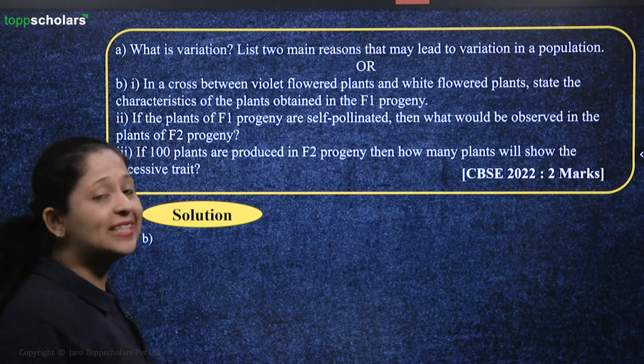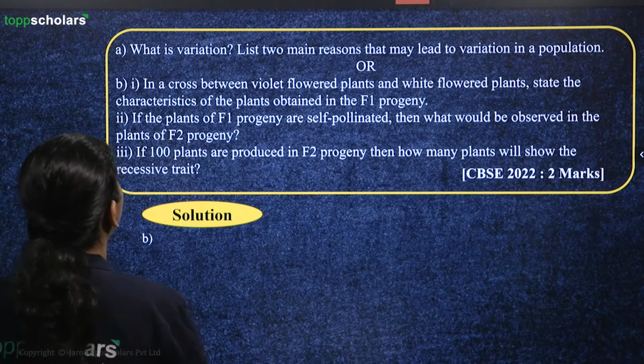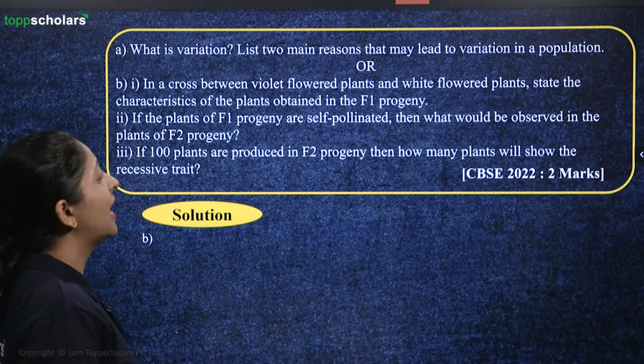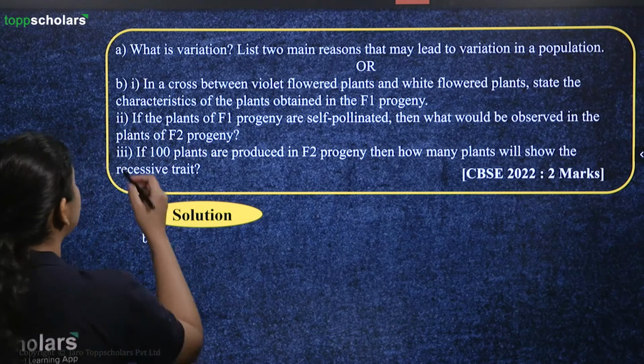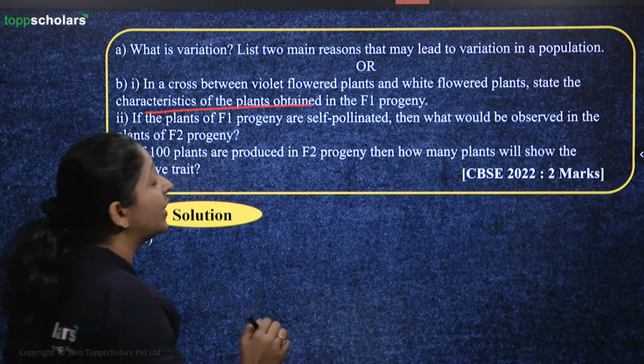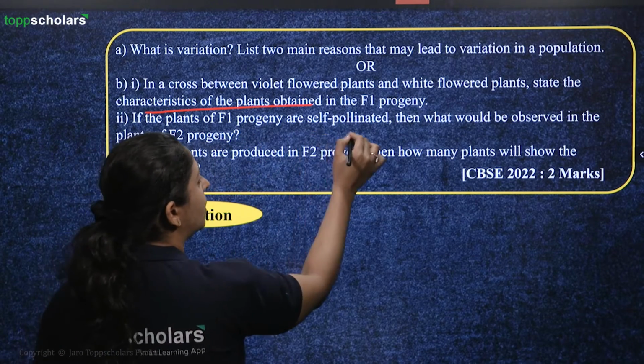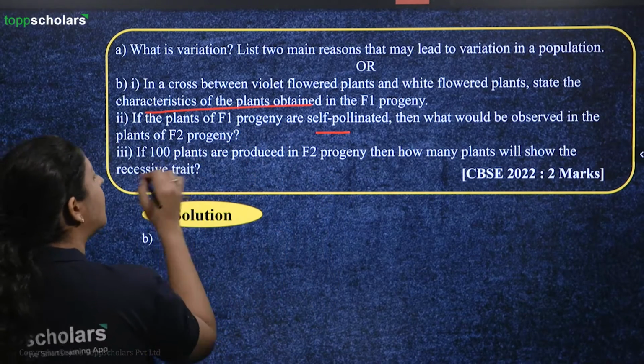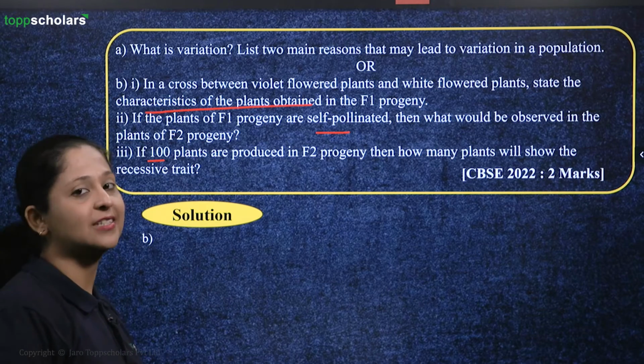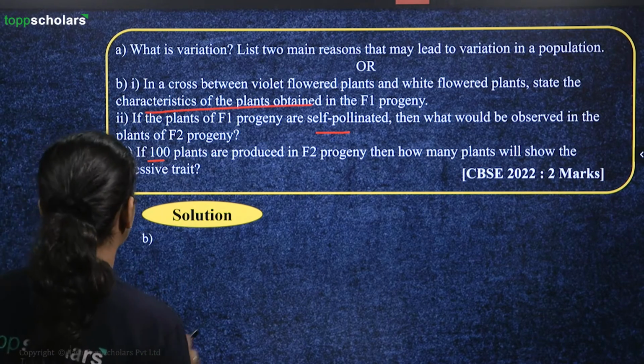Let's try the B section of this to answer. In a cross between violet flower plants and white flower plants, you have to state the characteristic of the plants obtained in the F1 progeny, and then if the plants are self-pollinated, what will be the result, and if 100 plants are produced, how many will show the recessive trait. Let's answer one by one.